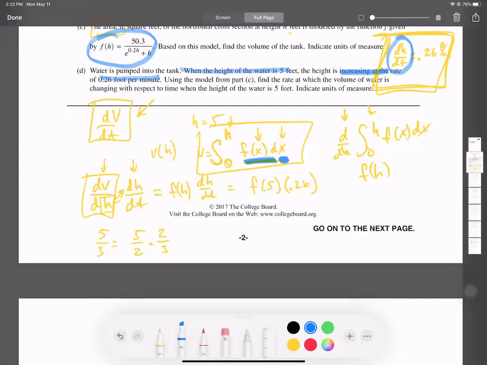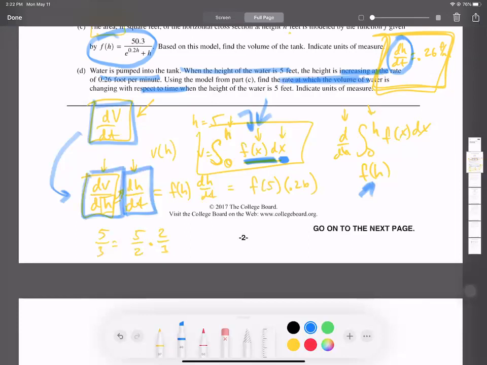They then said find the rate of the volume of water with respect to time. They said find dV/dt. The problem is if you look here, there's no dV/dt. So instead they broke it up and said, hey, I don't have dV/dt, but I do have dV/dH, because if I plug that in, that's going to be the H value. So they separated it. We had two slopes now, two derivatives, sorry.